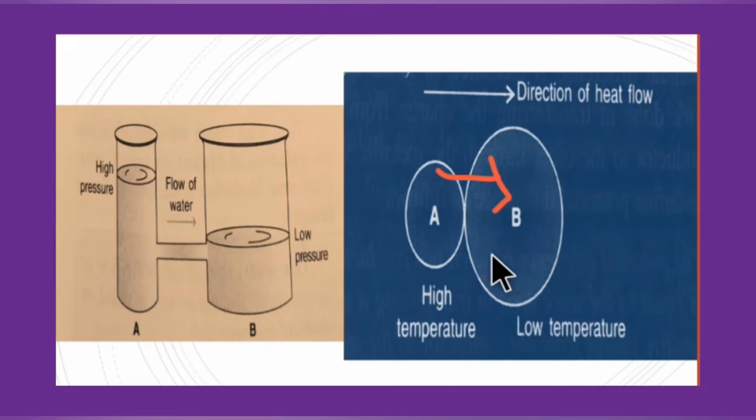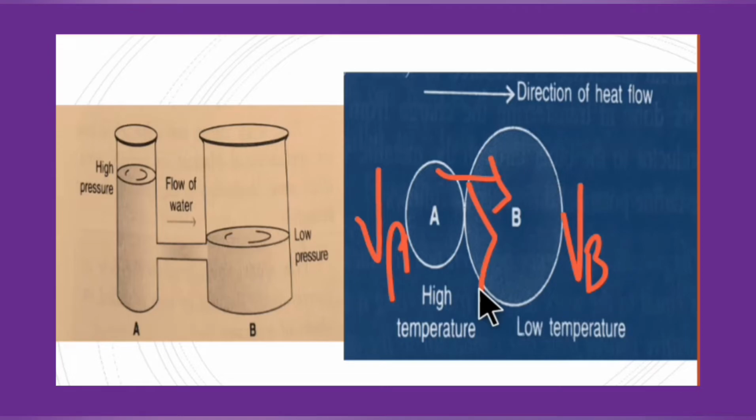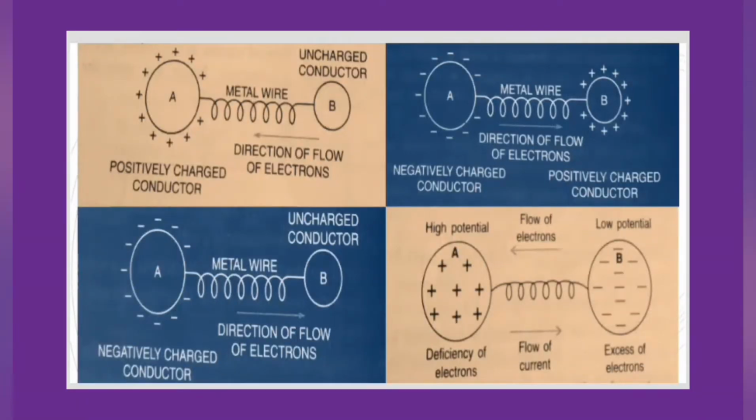And so till both the bodies acquire the same temperature, this exchange of heat takes place. Okay, so we can write potential of A, V of A, is greater than V of B. Before moving to the potential difference, let us try to understand the flow of electrons between the conductors.